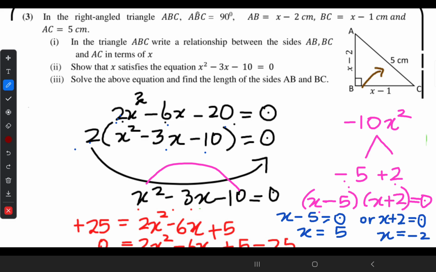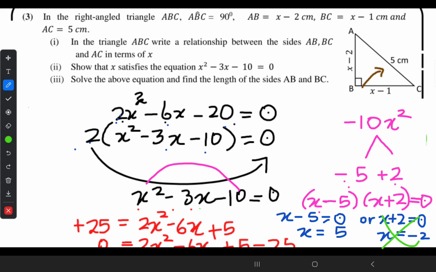But when you look at this, x is a length. Length cannot be 0, right? Length is always a positive value, always greater than 0. There is no zero length or negative length in the world. So x cannot be negative. This is called determination. That means you have to determine which is our possible solution. These are some applications of mathematics.